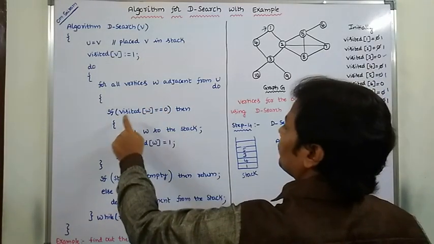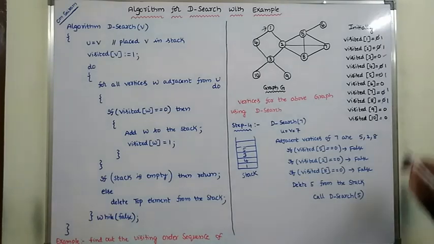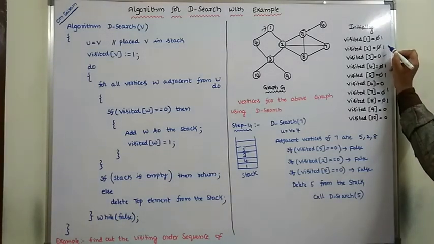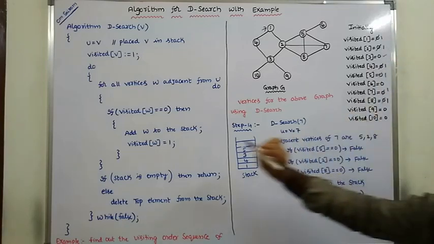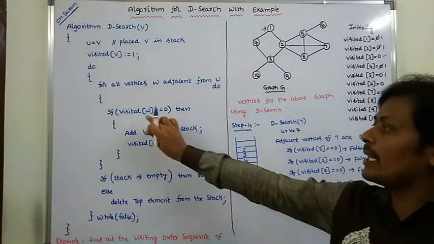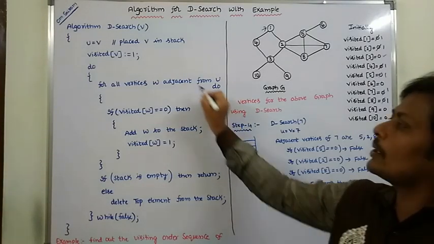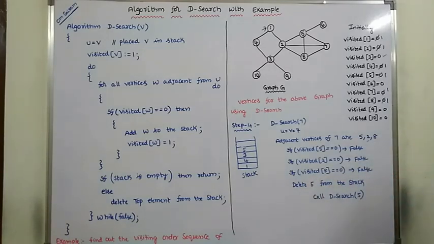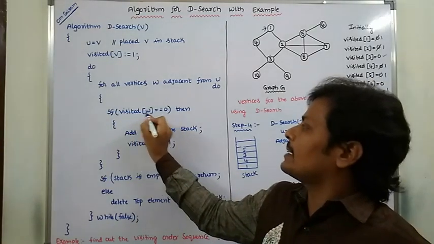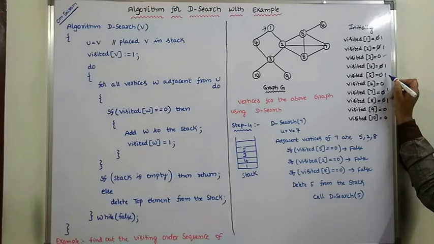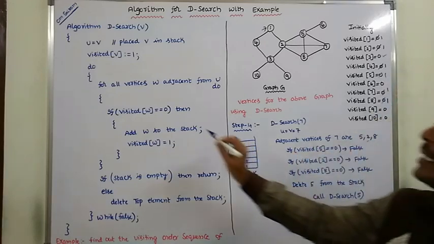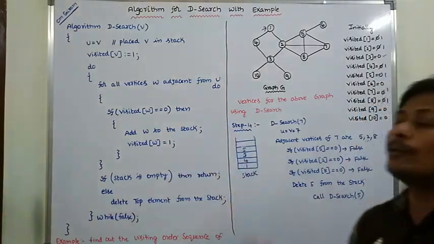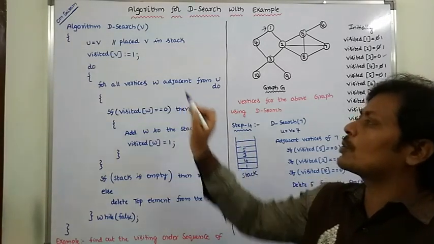So brace begin. If visited of 2 is equal to 0, this condition is false because visited of 2 is equal to 1. So the control does not go to the if block because this condition is false. Again the control goes to the for loop. Here in the for loop, now W can be taken as 5. So now brace begin. If visited of 5 is equal to 0, this is also false because visited of 5 is equal to 1. So this condition is false. Control does not go to the if block. Again the control goes to the for loop.